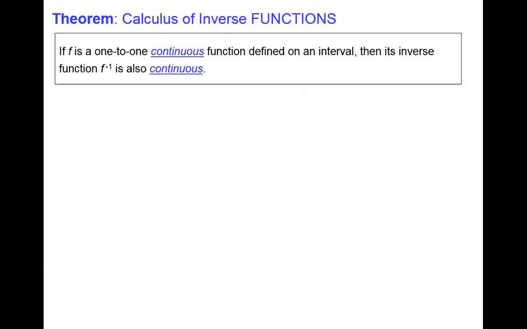Okay, so now the calculus part. Let's look at this theorem first. If a function is one-to-one and continuous, because we don't like any discontinuity at the moment, we like a nice smooth curve, defined on an interval, then its inverse is also a continuous function. The inverse is the mirror image of the original function, so if the original is continuous, then the inverse is also continuous.